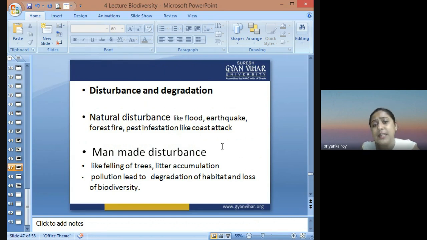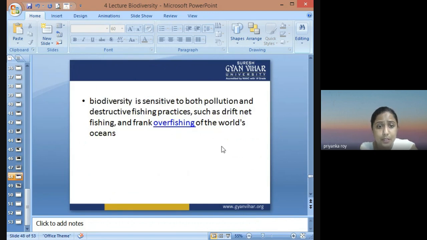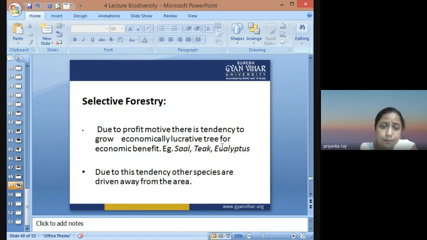And disturbances and degradation, like man-made disturbances and degradation, will increase the loss of biodiversity. Biodiversity is sensitive to human population, and it is destructive to fishes and animals and fisheries all over the world.